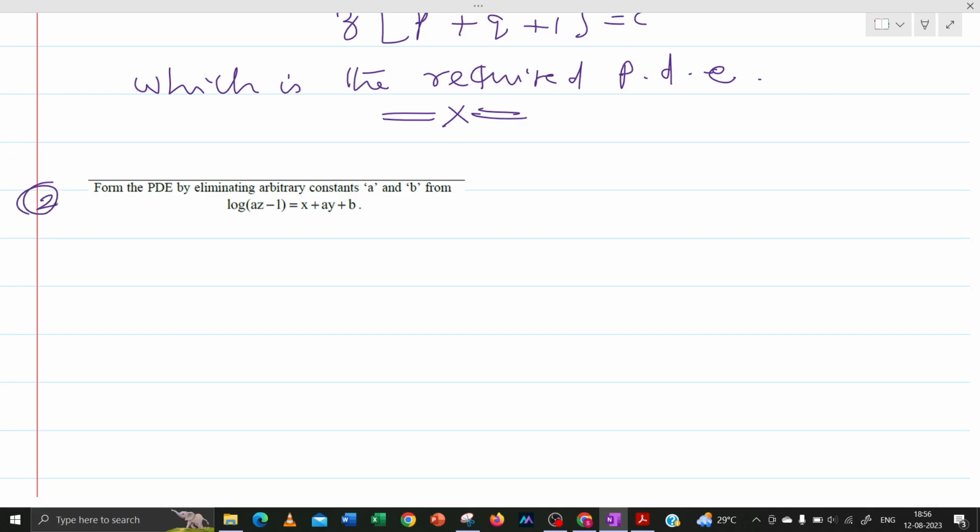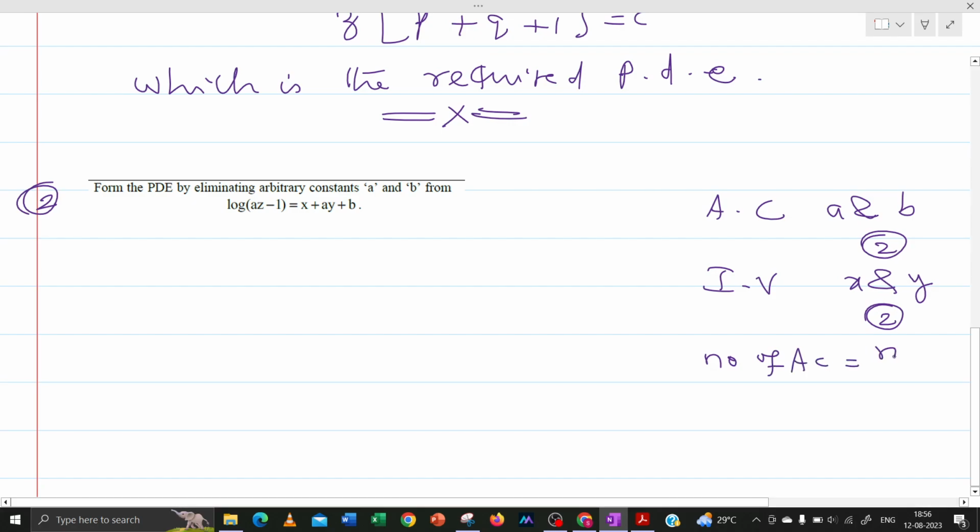In the second question, we can see that we form the PDE by eliminating the arbitrary constants. How many arbitrary constants here? a and b. Two arbitrary constants are there. Similarly, the independent variables are x and y. Here also two independent variables are there. So the number of arbitrary constants equals the number of independent variables. Therefore, we will get the resulting equation in first order PDE. Isn't it? Now we will solve the problem.